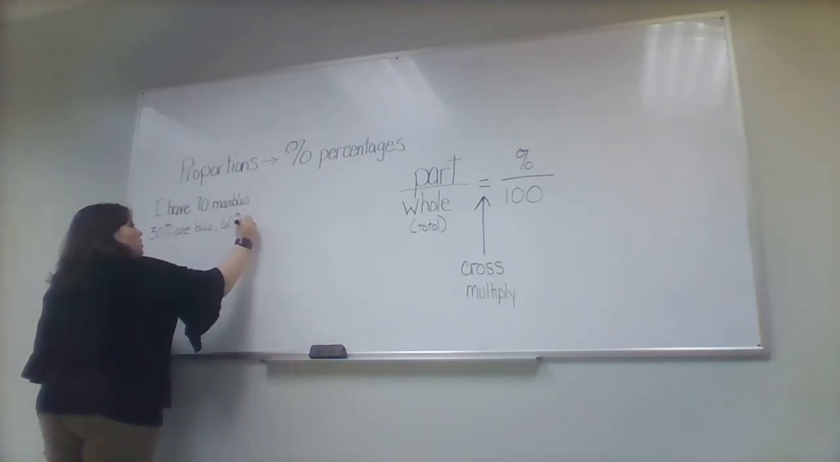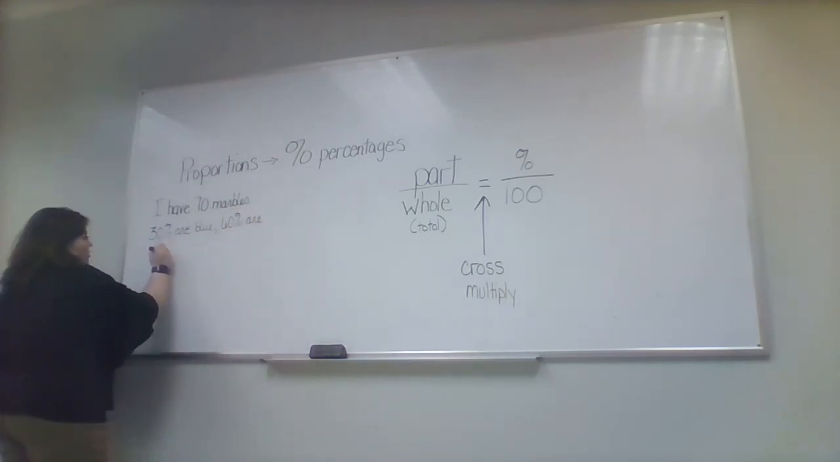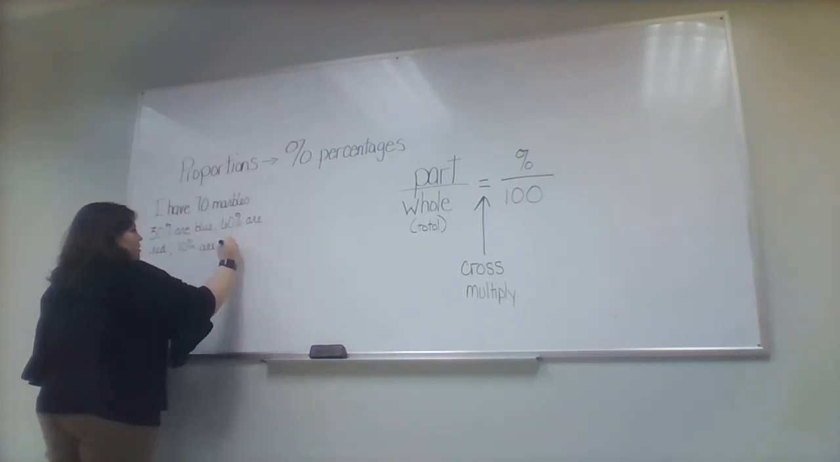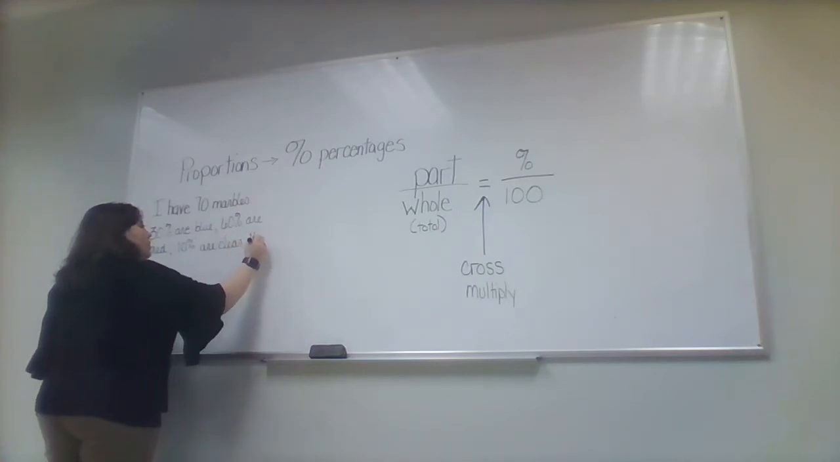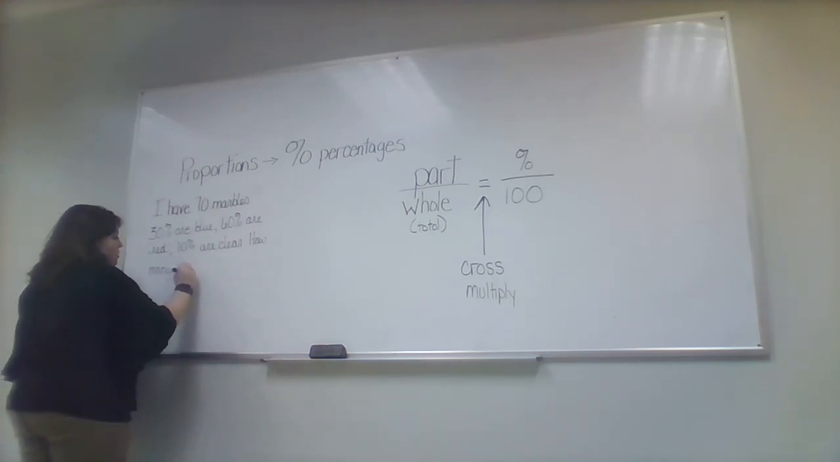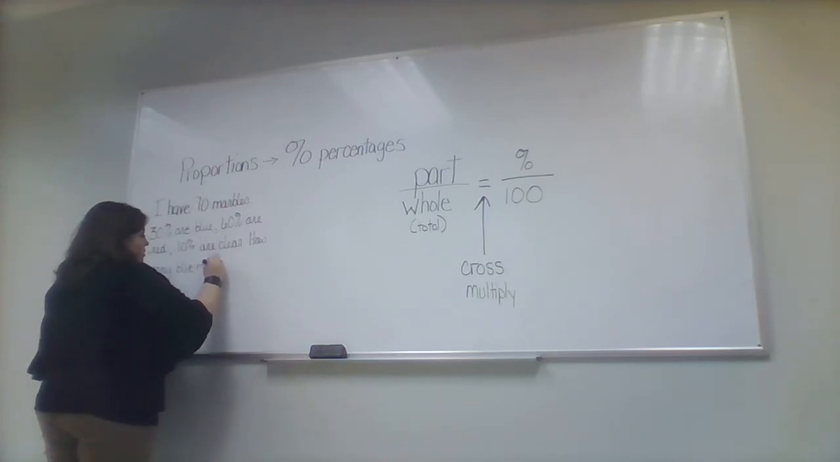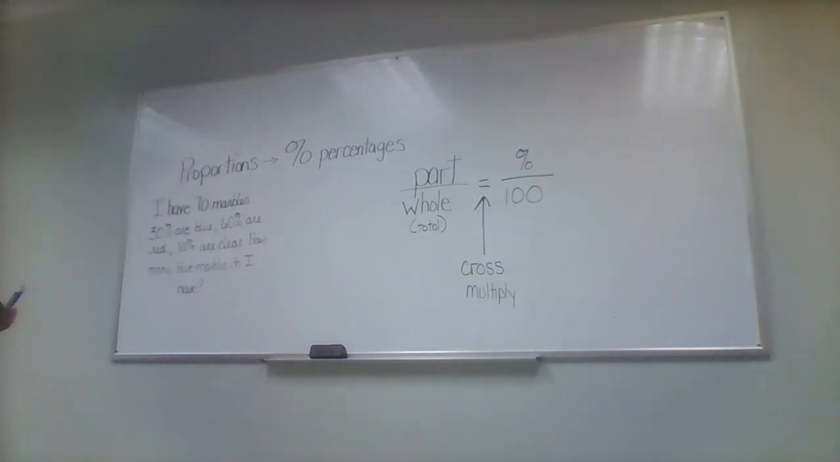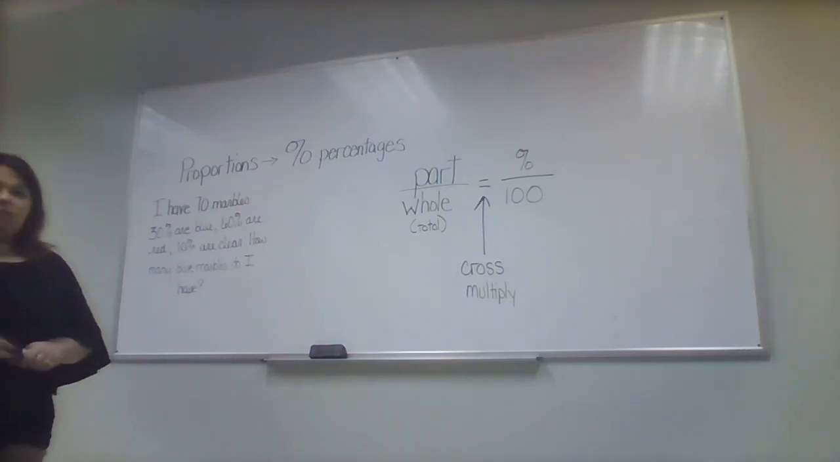60% are red. 10% are clear. How many blue marbles do I have? So I'm going to read it again in case you're writing this down, which I hope you are. I have 70 marbles. 30% are blue. 60% are red. 10% are clear. How many blue marbles do I have?